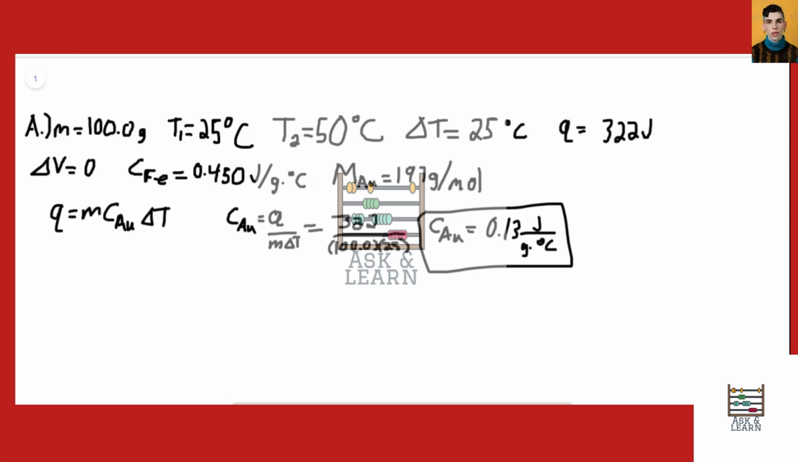Now, for part B, they want us to think about this. Suppose that the same amount of heat is added to two 10-gram blocks of metal, both initially at the same temperature. One is gold and one is iron. Which block will have the greatest rise in temperature after the addition of heat? You're adding the same amount of heat to each one, and they have the same mass.